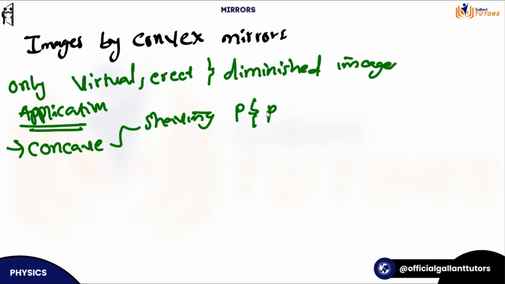Why? We have to place it at this point because we have to get an image that is erect. Other positions will always give an inverted image. So it's not going to be nice if we're shaving and we're seeing an inverted image. Could that make sense now? So just know that it has to be placed at that point.